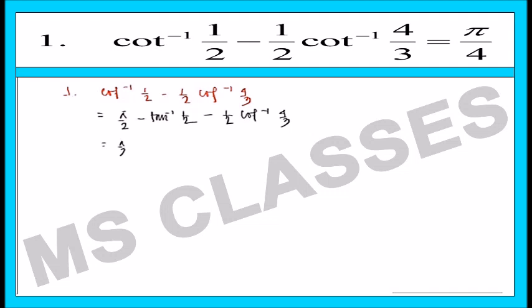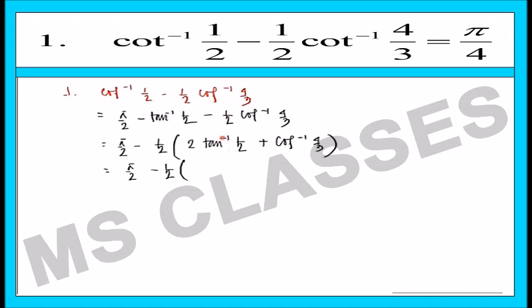Now pi by 2 minus, I take half common. If I take half common, it is becoming what? 2 tan inverse of half plus cot inverse of 4 by 3. Minus half has been taken common. I am taking the whole thing within the bracket. So this is 2 tan inverse of half plus cot inverse of 4 by 3. Now from this, what can we write? Pi by 2 minus half of. Now here 2 tan inverse of half.